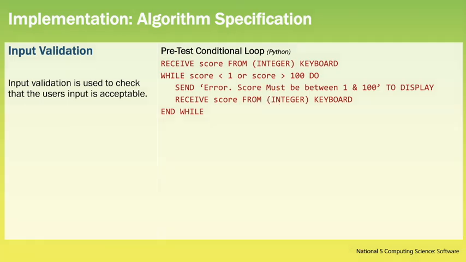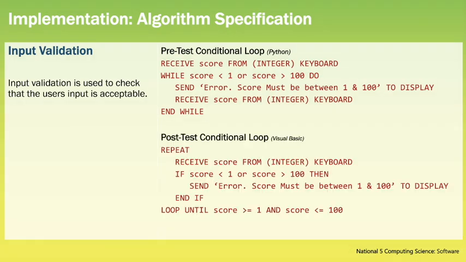Another method of implementing input validation is the post-test conditional loop. In this method, we start the loop. We then enter the loop and we receive the score from the keyboard. If that score is invalid, then we display an error. And we keep repeating this process until the score is a valid number.